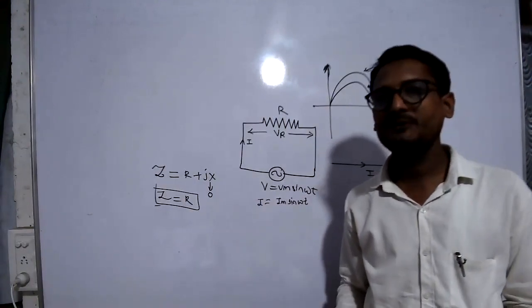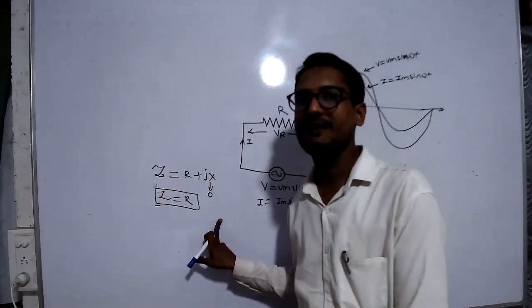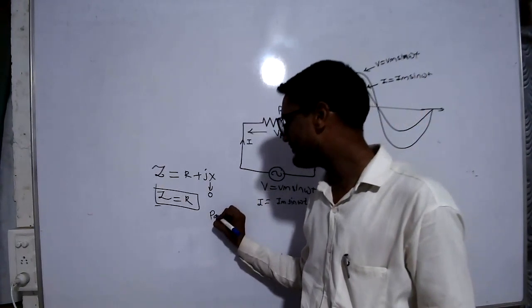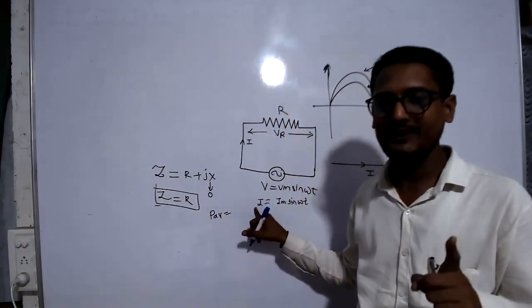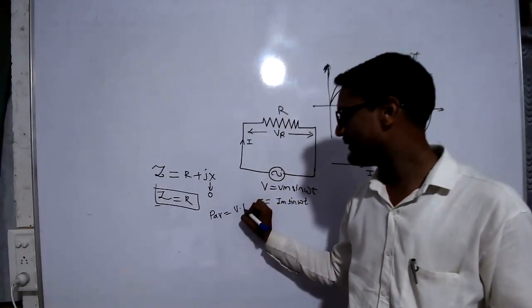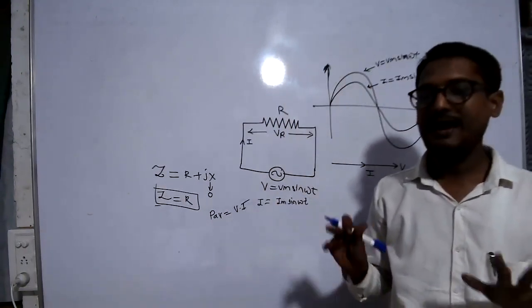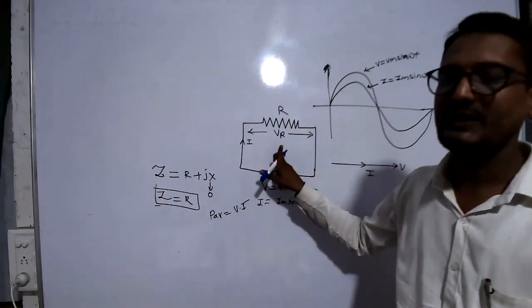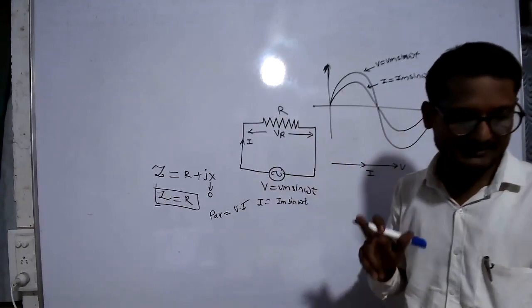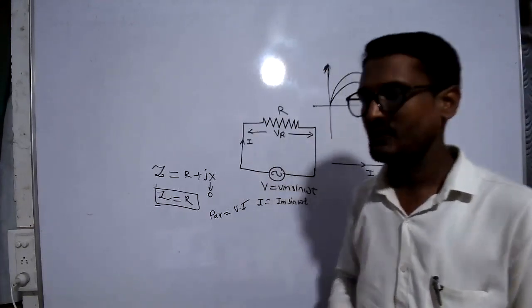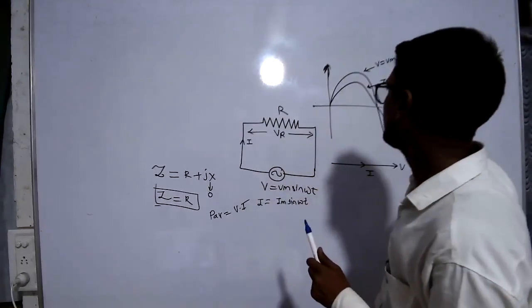And the average power consumed by this circuit is the RMS value of voltage times the RMS value of current, meaning V into I. This is the average power consumed by the pure resistive circuit. Okay, next is the pure inductive circuit.